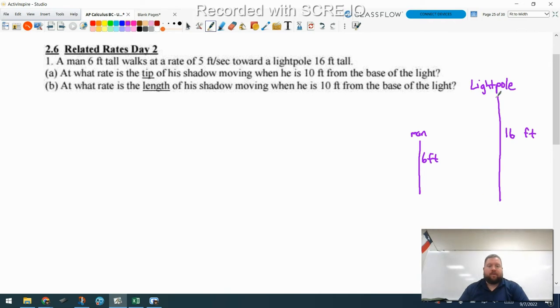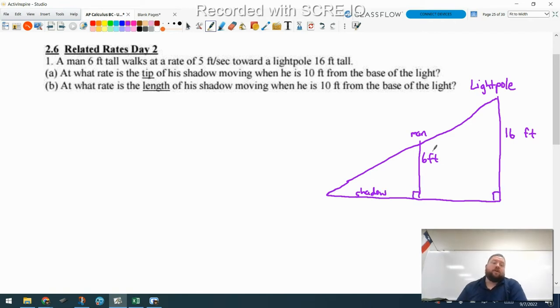What's going to happen here is the light is going to shine down on the man, and then that's going to create a shadow. And this is the ground, like that. This is the shadow right here, this whole length. Both the man and the light pole make right angles. So what we've created here is two similar triangles. We have this small triangle with the man and his shadow, and then we have the big triangle with the light pole all the way over to the shadow.